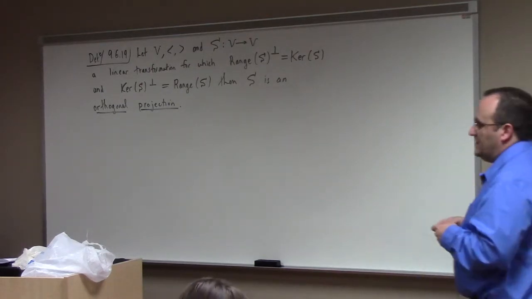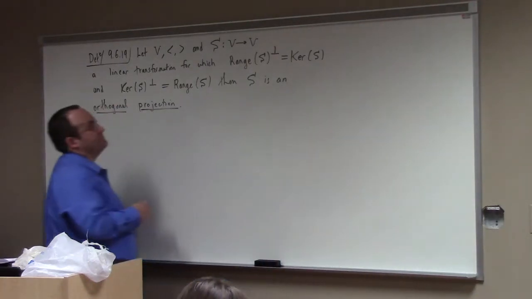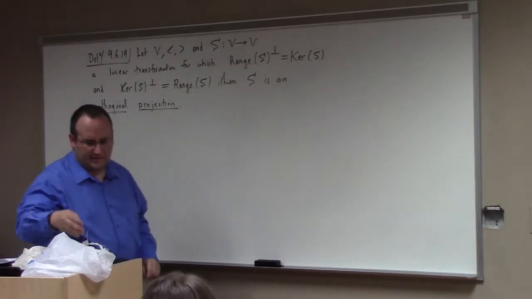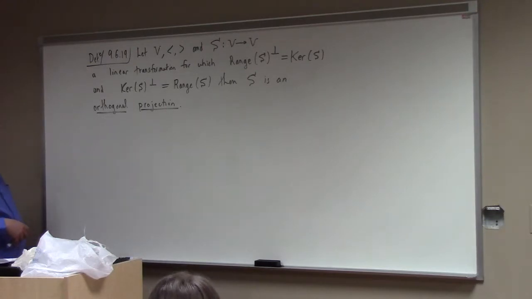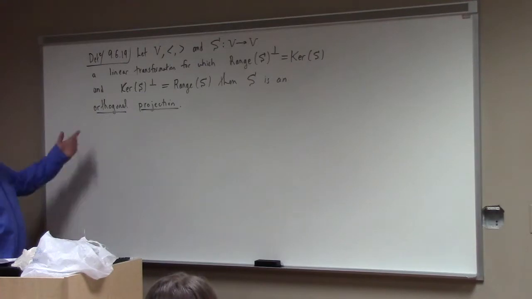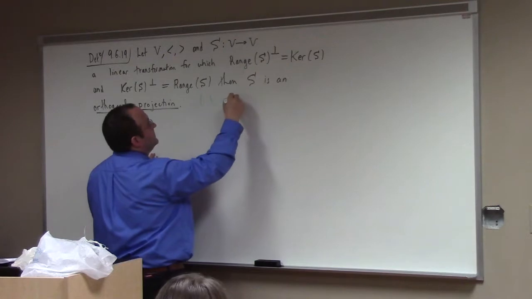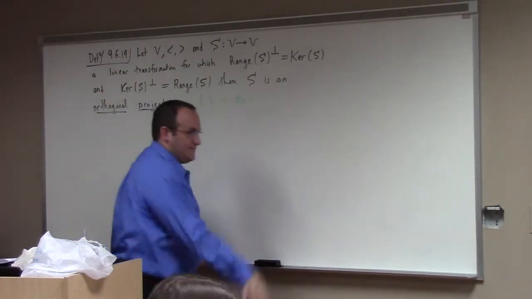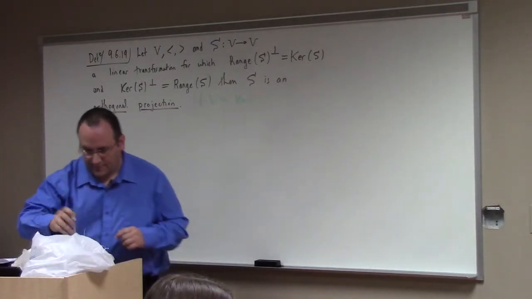In principle, you could have a projection which is not orthogonal. Let me see if I can come up with an example of a projection which is not orthogonal. Actually, let me not get distracted. What's the idea of this? What could you say about V in this context? So here, V would be the direct sum of the kernel of S.